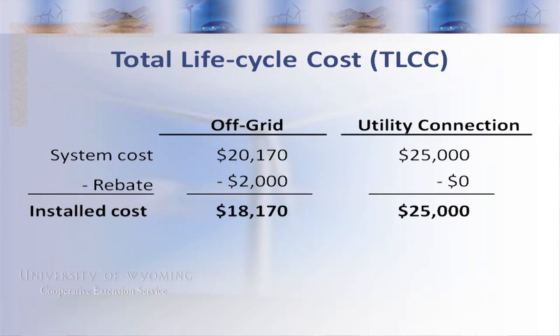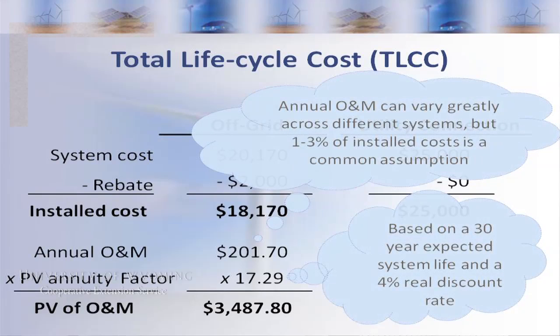Using the same figures as we did for Payback, we have initial installed costs for off-grid of $18,170 and the utility connection of $25,000. To find the present value of all expenses expected to occur over the life of the system, we use a general assumption for annual operation and maintenance costs figured between 1 to 3% of the total installed cost. For this example, the annual operation and maintenance costs are $201.70. The present value annuity factor was found by assuming a 30-year expected system life and a 4% real discount rate, which from the table is a factor of 17.29.